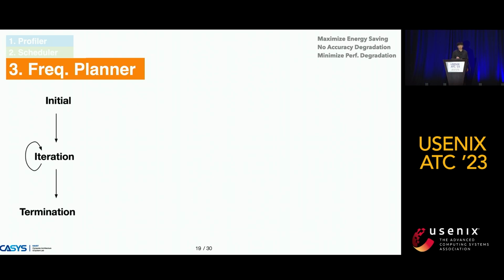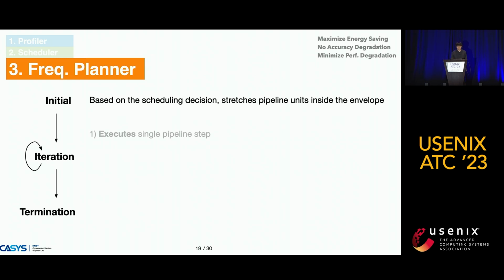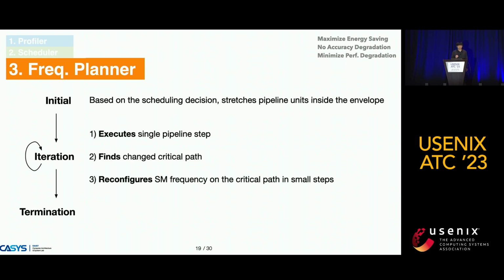To achieve our design goals, our frequency planner runs an iterative algorithm. Initially, based on the scheduling decision, the planner stretches the pipeline units inside the envelope by setting the SM frequency to the minimum point on the energy valley curve. Next, it executes a single pipeline step, finds the changed critical path, and reconfigures the SM frequency on the critical path in small steps. It repeats the find and reconfigure steps iteratively to reconfigure the SM frequency just the right amount. The algorithm terminates when the critical path becomes the outer envelope.